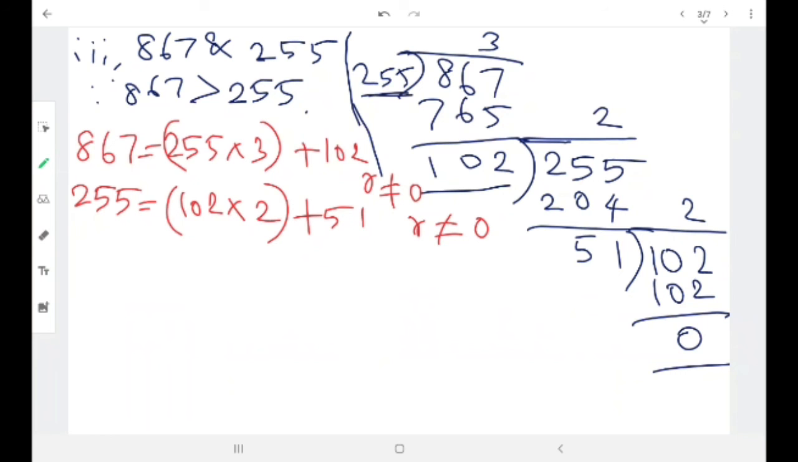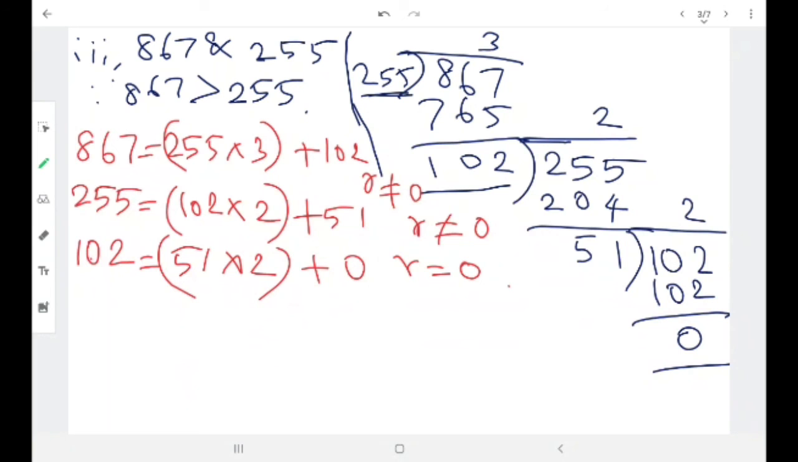Therefore we continue the division, and by using Euclid's division lemma we can write the next division as dividend 102, divisor 51 into quotient 2 plus 0. Here the remainder is equal to 0. Therefore stop here. HCF is the divisor of the last division, that is 51.